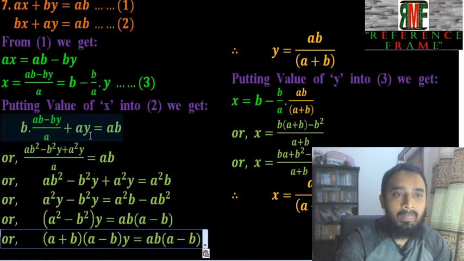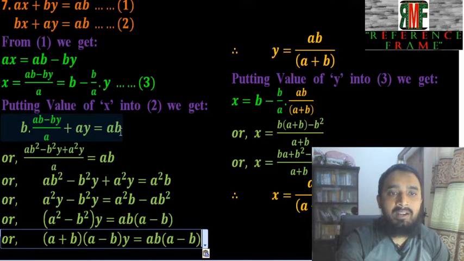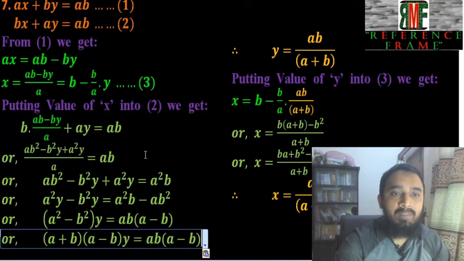Here we take LCM. So look, b into ab square minus by into b square y, and plus a into ay, since there is a 1 below it, so a into a square, since a is the LCM, a square y is equals to the right hand side remains as it is. Now we just perform cross multiplication.